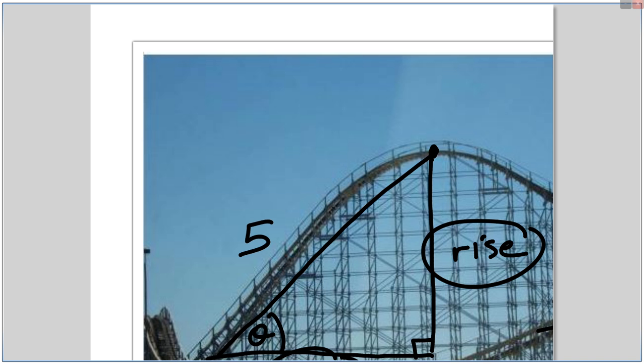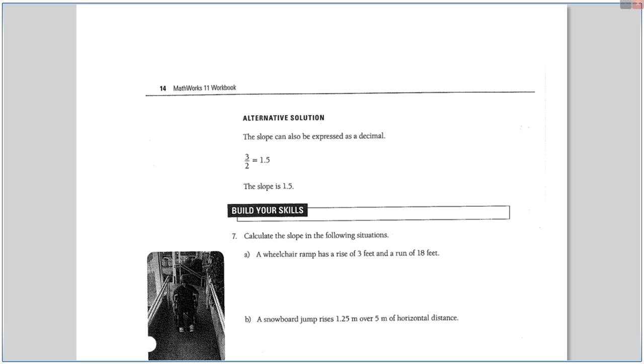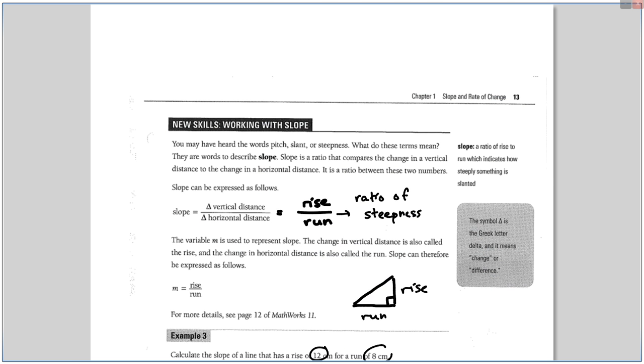All right, so moving on to the next page. You need that? Sorry.